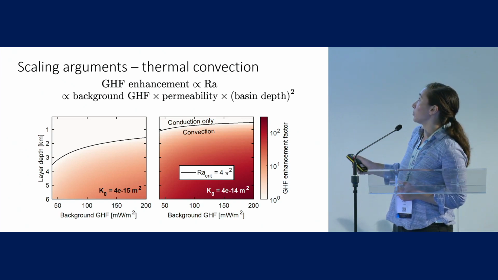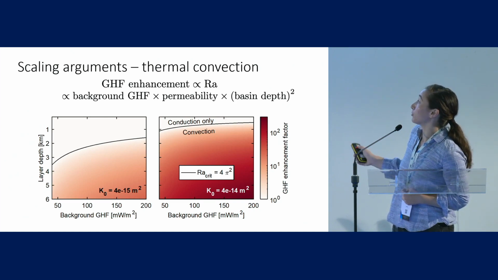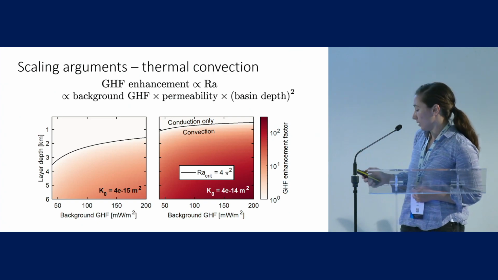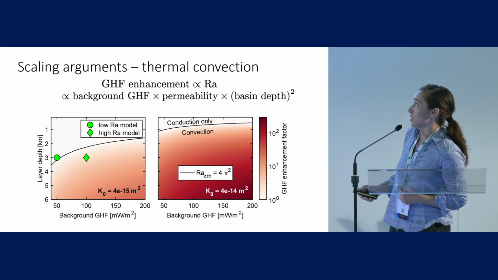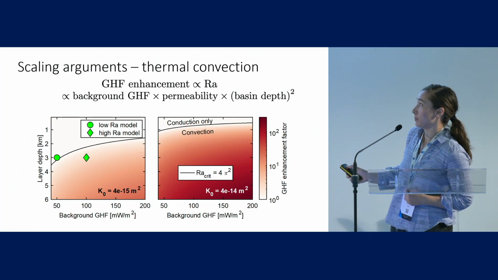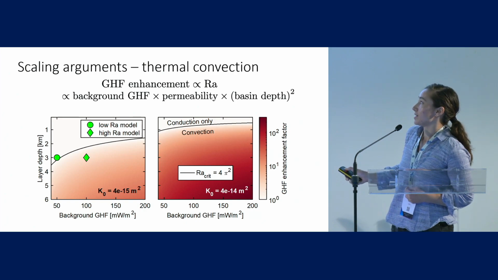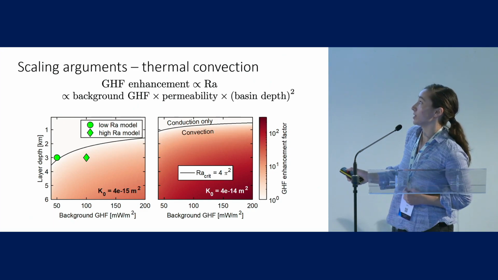In deeper red, we're seeing heat flux enhancement under high heat flow and deep layers. We would predict quite drastic enhancement in geothermal heat flux, to the tune of 100-fold in these really extreme conditions in the lower right. In the rest of this talk, I'll focus on two end-member models. This black line is the onset of convection, the critical Rayleigh number. I'm going to look at a model in this conductive regime near this limit, and then a model which has a higher Rayleigh number and higher heat flow within this convective regime.